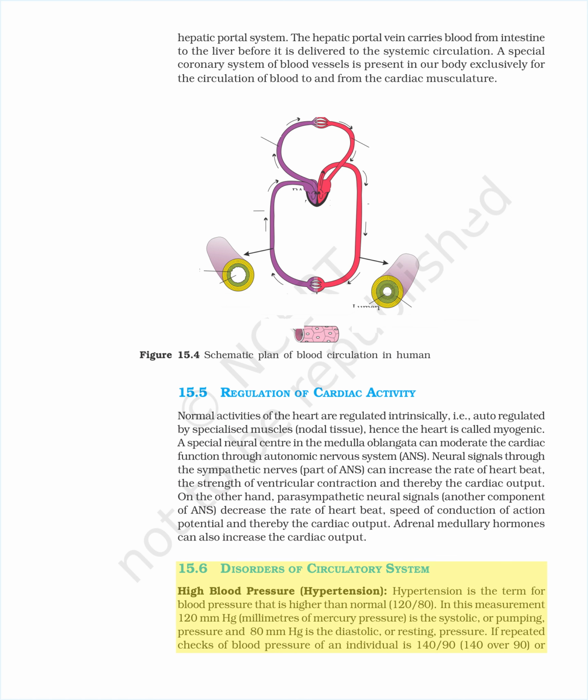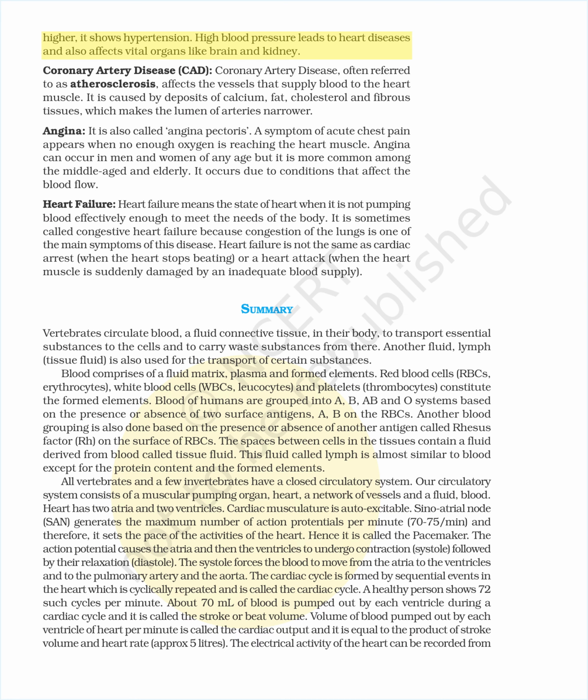15.6 Disorders of circulatory system. High blood pressure, hypertension. Hypertension is the term for blood pressure that is higher than normal, 120/80. In this measurement 120 millimeters of mercury pressure is the systolic, or pumping, pressure and 80 millimeters of mercury is the diastolic, or resting, pressure. If repeated checks of blood pressure of an individual is 140/90 or higher, it shows hypertension. High blood pressure leads to heart diseases and also affects vital organs like brain and kidney.